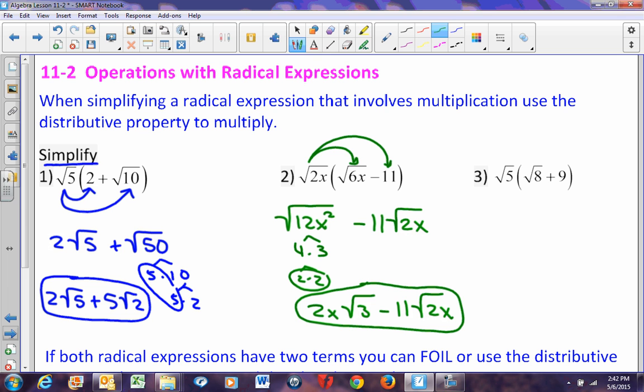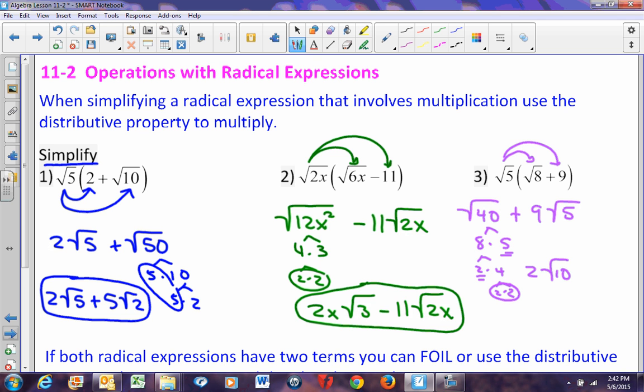Number 3. Again, distribute. So I'm going to have the square root of 40 plus 9 square roots of 5. Whole number is always going to the outside first. 40 is 8 times 5. 8 is 2 times 4, and 4 is 2 times 2. So this is 2 square roots of 10. So 2 square roots of 10 plus 9 square roots of 5. I can't combine those because they're not like terms. So we leave it as 2 square roots of 10 plus 9 square roots of 5.